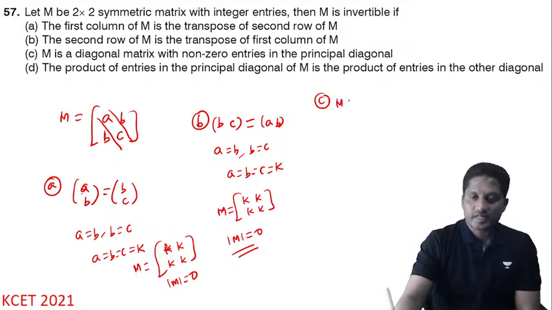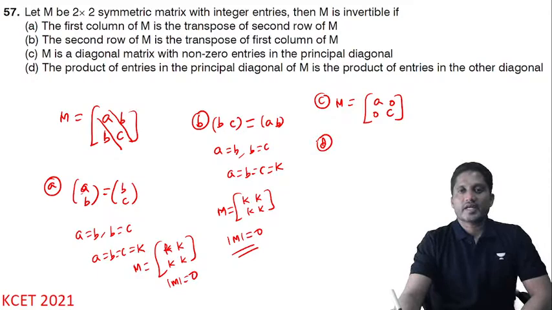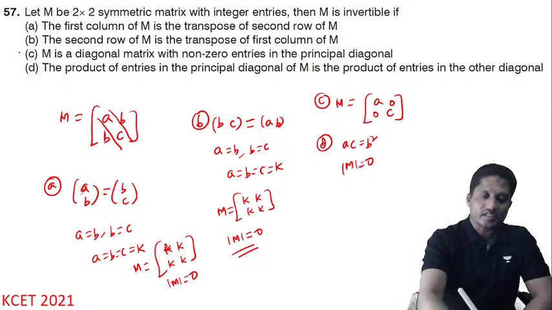M is a diagonal matrix with non-zero entries. So this is [A, 0; 0, C]. Obviously the inverse will exist. Even the last option doesn't work, because the principal diagonal product of M is equal to the product of the entries in the other diagonal. So according to the question, AC is equal to B square. So this means that the determinant is 0, the inverse doesn't exist. Answer is option C only.